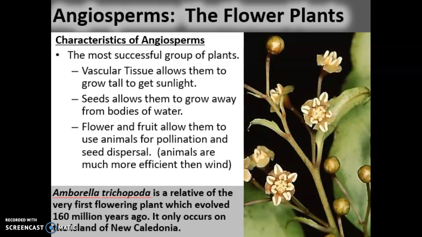Hello everybody. Today's lesson is on angiosperms, which are the flowering plants. Now these are the most successful and advanced group of plants on the planet. And the reason they're so successful is not because of their newest adaptations, which are flowers and fruits, but because they kept every useful adaptation from groups of plants that have evolved before them.